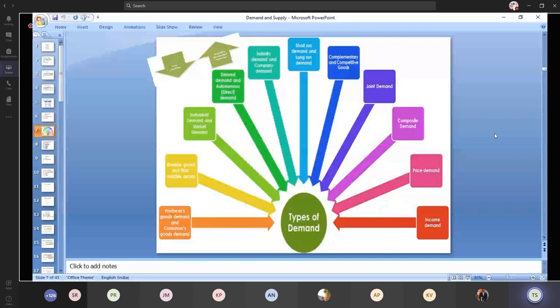Individual demand says about the individual's demand, and market demand is more than one person's demand. It may be from a certain area, based on sub-markets or some geographical area. So the collective information of all the individuals comes under market demand, and individual demand refers to a single person, a single customer's demand.